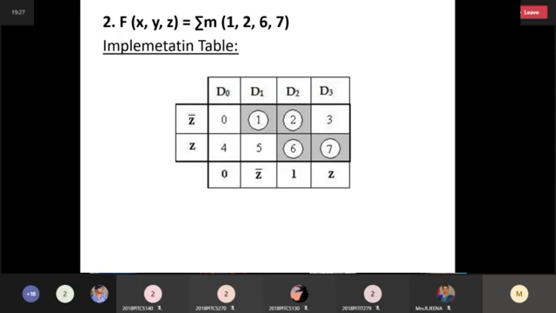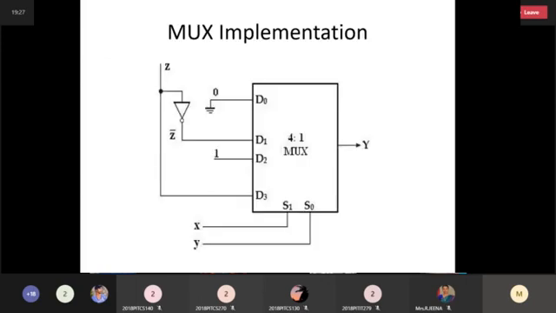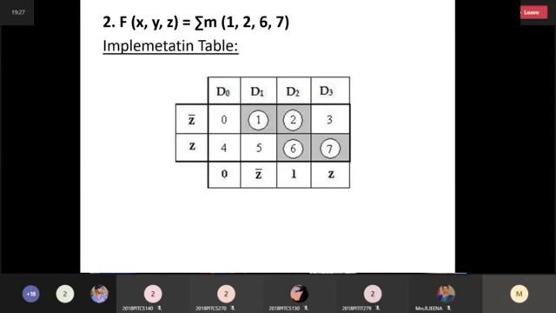Now see, first variables 0 and 4. This is not circled. Both the variables are not circled, so you have to consider 0. This is the first, top variable circled, so this is Z bar, the complement of Z. Both the variables are circled, so consider as 1. Here the bottom variable is circled, so the normal variable is Z. Okay. So your mux implementation: D0 is 0, right? So D0 is ground. So input is ground.